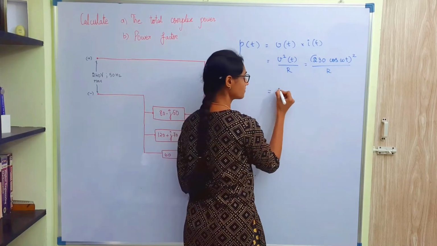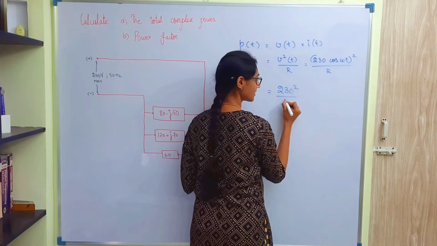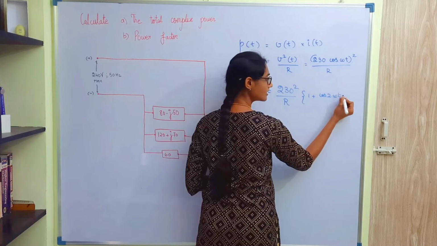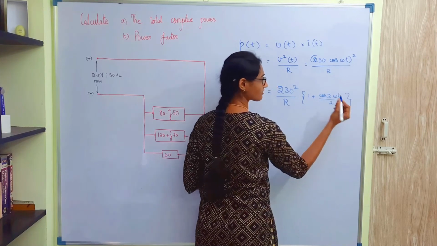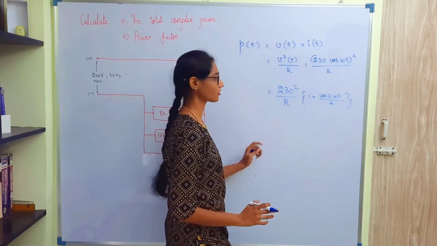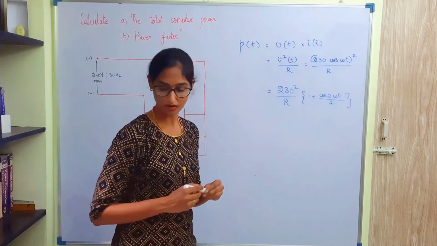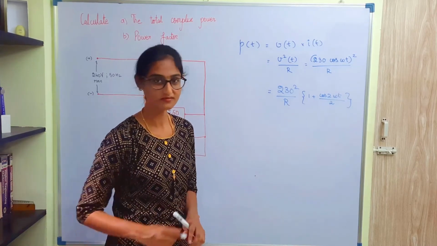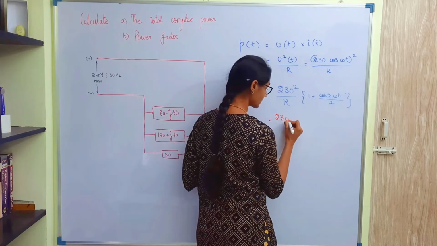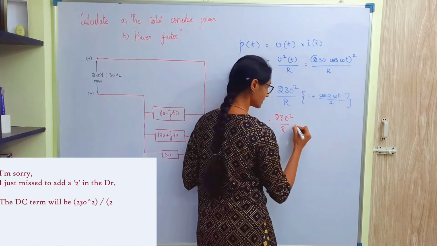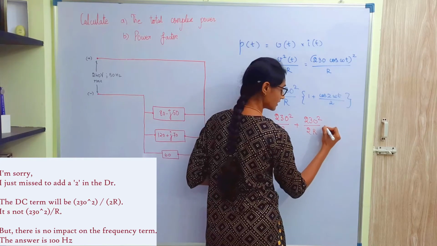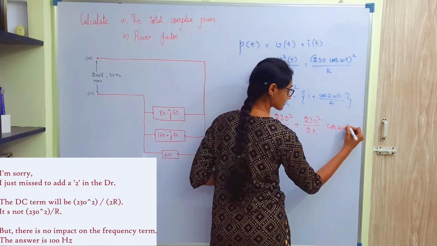Correct? So this will be 230 squared divided by R into (1 plus cos 2 omega t) divided by 2. I have simplified cos squared theta as (1 plus cos 2 theta) divided by 2. Using that formula, I simplified this. I hope you would have got the answer by now. So this implies that if you multiply inside, you will be getting 230 squared divided by R plus 230 squared divided by 2R into cos 2 omega t.